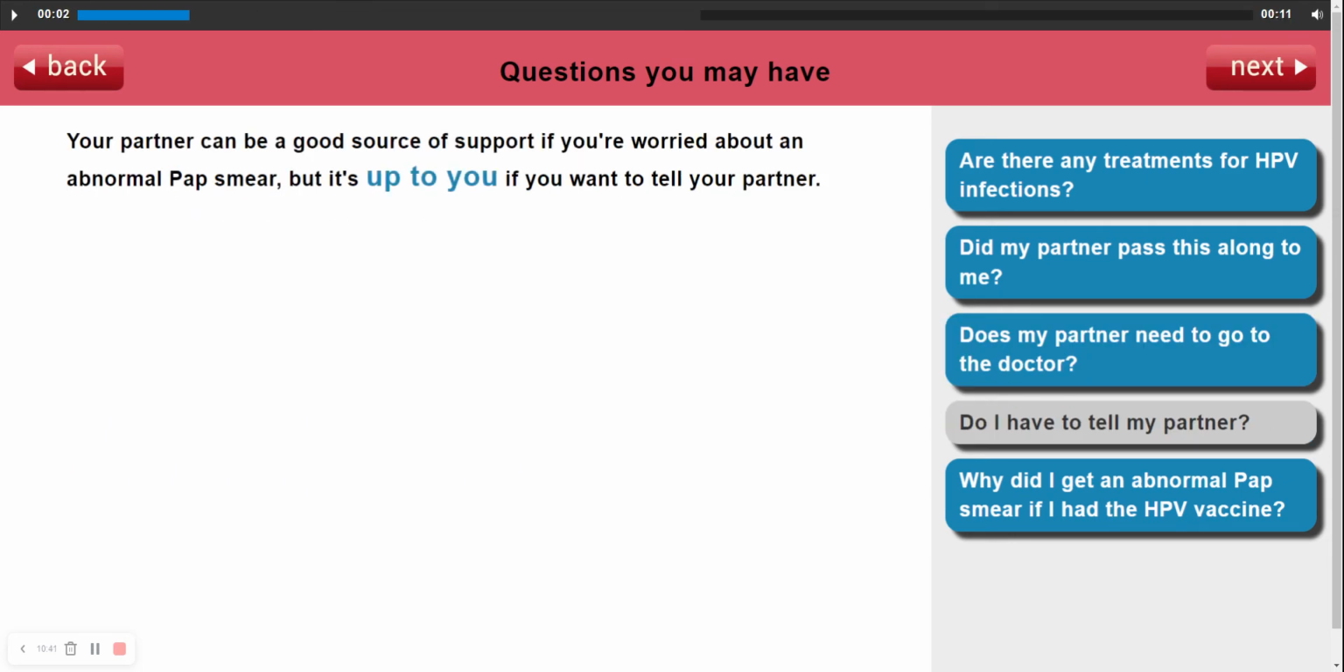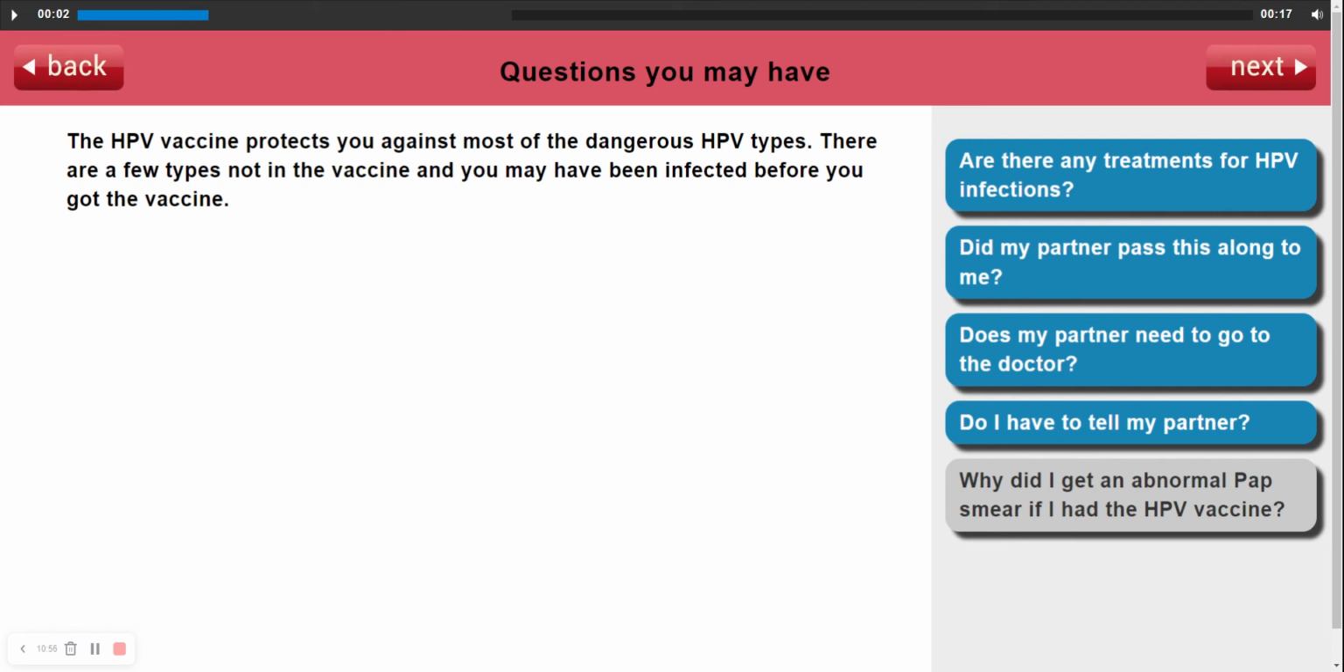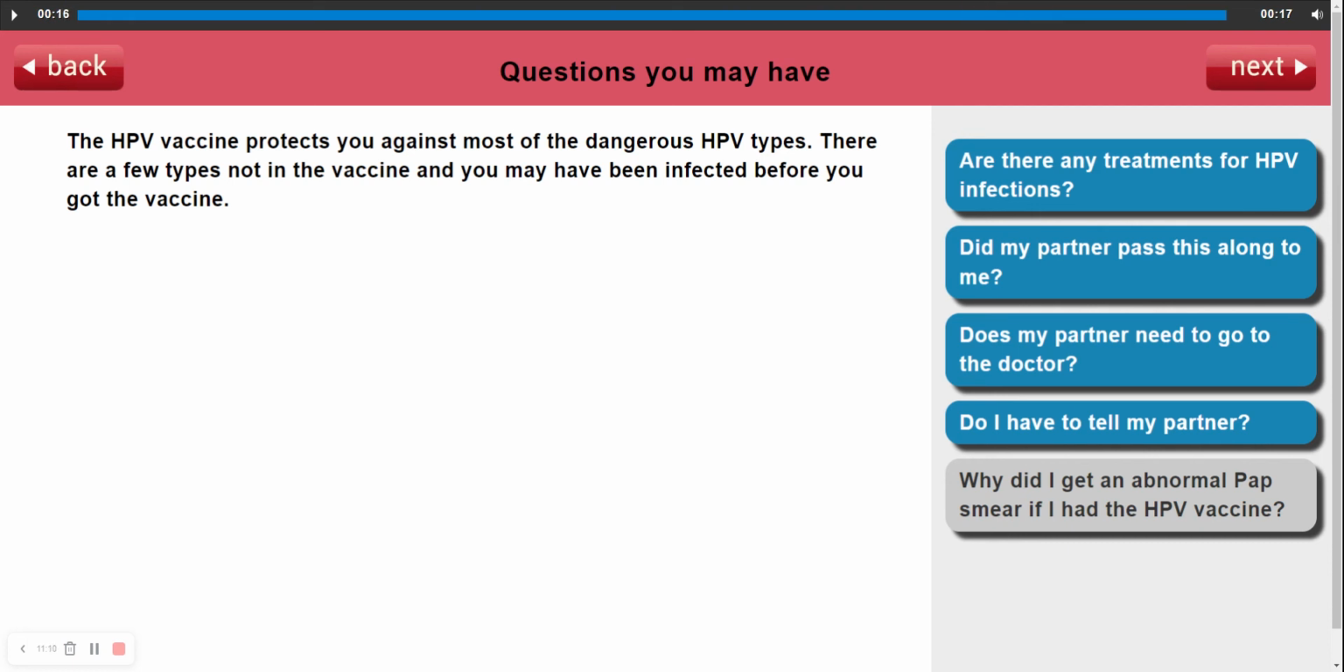Do I have to tell my partner? Your partner can be a good source of support if you're worried about an abnormal pap smear, but it's up to you if you want to tell your partner. Why did I get an abnormal pap smear if I had the HPV vaccine? The HPV vaccine protects you against most of the dangerous HPV types. There are a few types not in the vaccine, and you may have been infected before you got the vaccine.